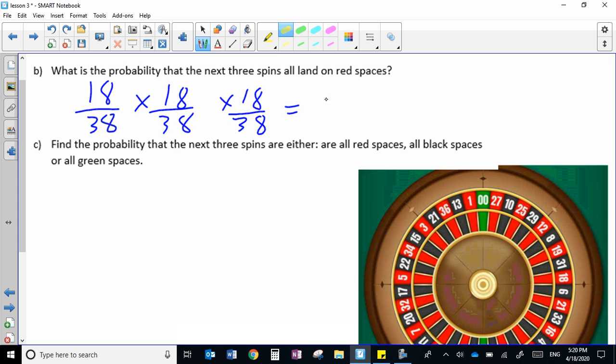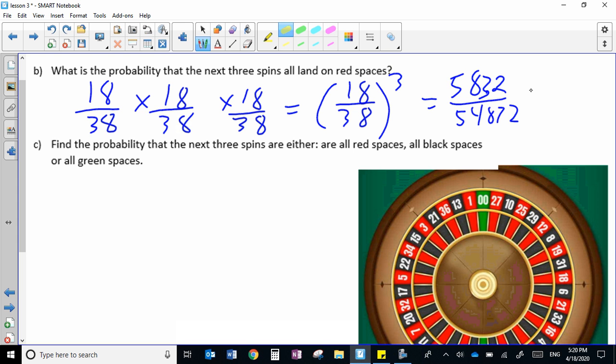Now, of course, you can just choose to take 18 out of 38 and cube that number as opposed to multiplying it by itself 3 times. If you do that, you should get 5,832 divided by 54,872, and we get numbers like that. We often just change that to a percentage; it's about 10.6%, I believe, is what you get there. Okay, moving on to the next question, which is related.